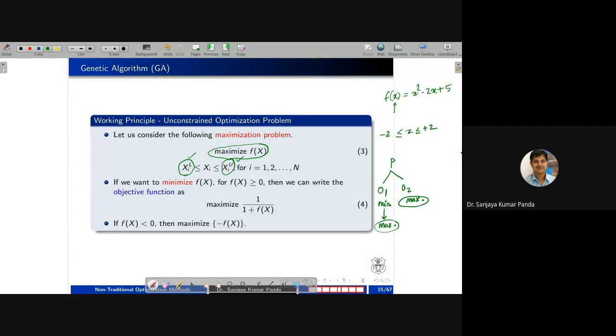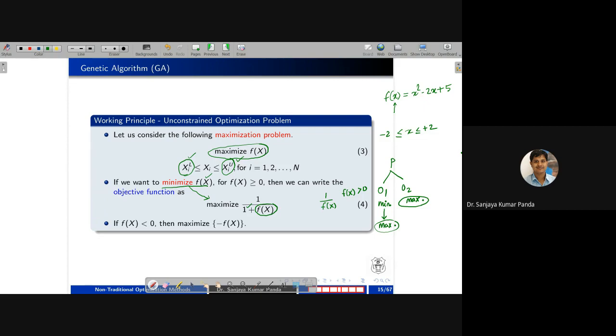That's why if you want to minimize f of x, where f of x is greater than 0, you can convert this minimization to a maximization problem by doing 1 by 1 plus f of x. So minimizing f of x is the same as maximizing 1 by f of x. But as f of x may be equal to 0, we have added an extra one here. You can write 1 by f of x, there is no problem, but you have to ensure that f of x is greater than 0.